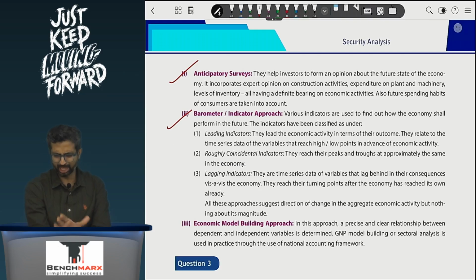Coincidental indicators will happen almost at the same time, whereas lagging indicators, as the name goes, will show you data after the economic event has actually panned out.